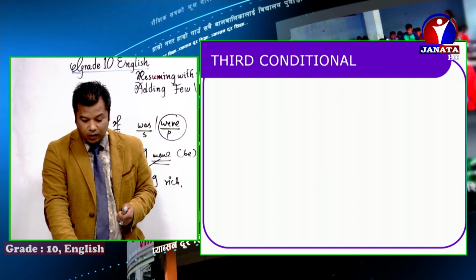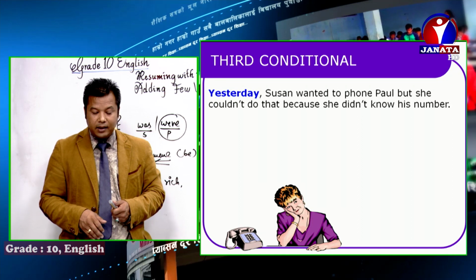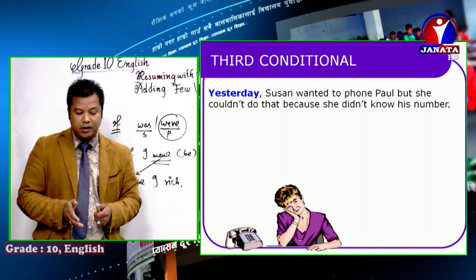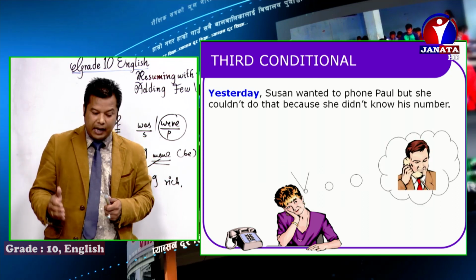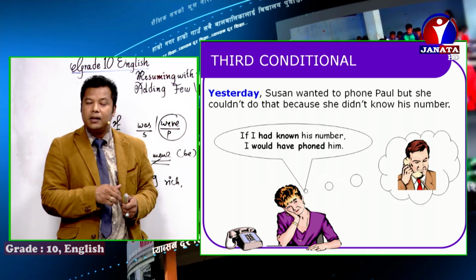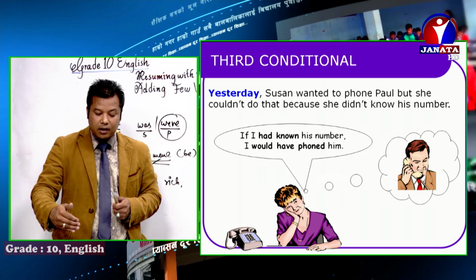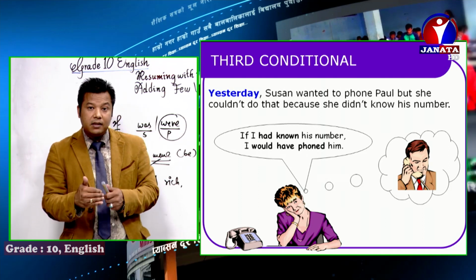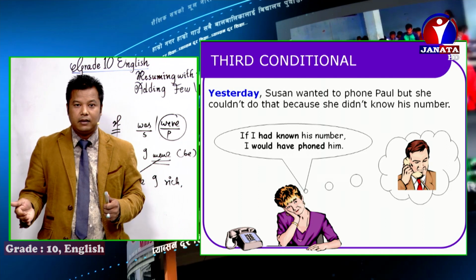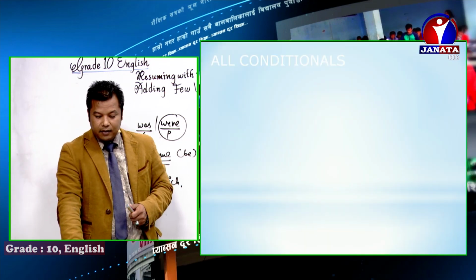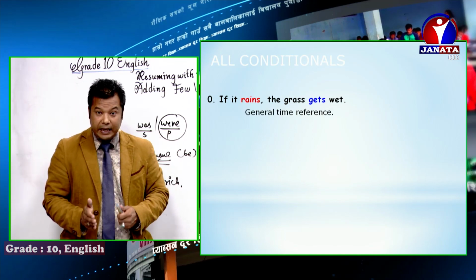Type 3, of course. One more example, with a lady talking about a phone. Yesterday, Susan wanted to phone Paul, but she couldn't do that because she didn't know his number. Now, how would you talk about this? With type 3, it's right here. If I had known his, look at the transformation. It's not like if I knew. This is, if I had known his number, I would have phoned him. Which means she didn't have the number, so she didn't phone Paul. As simple as that.